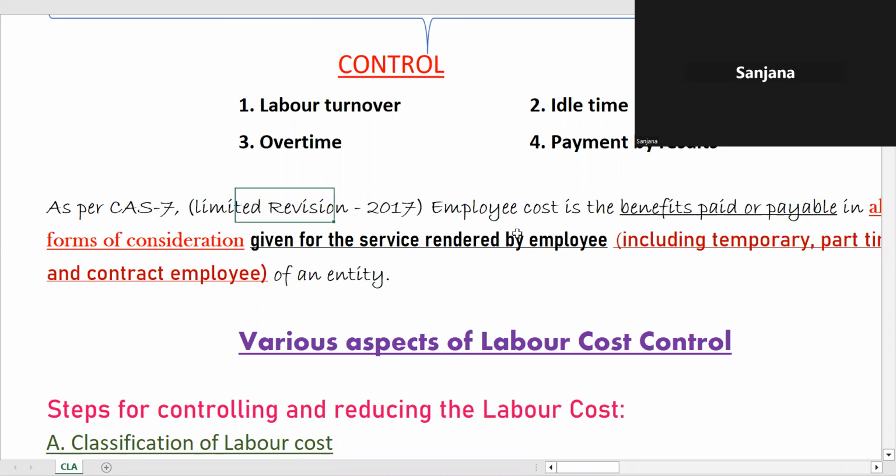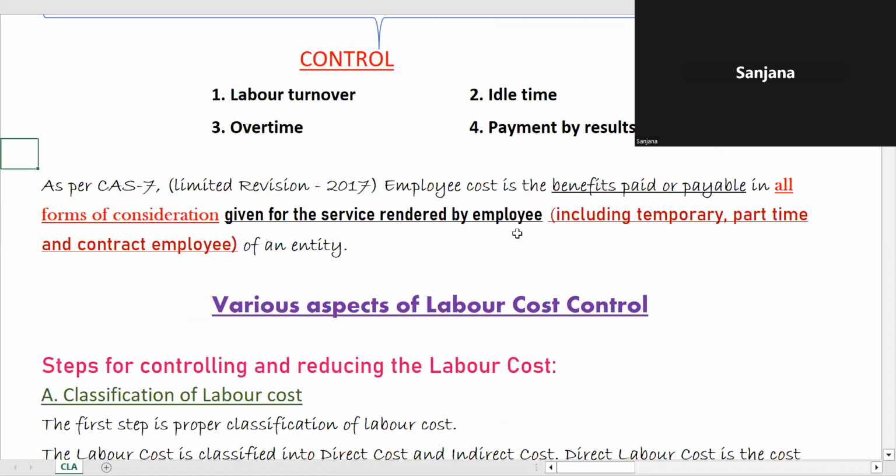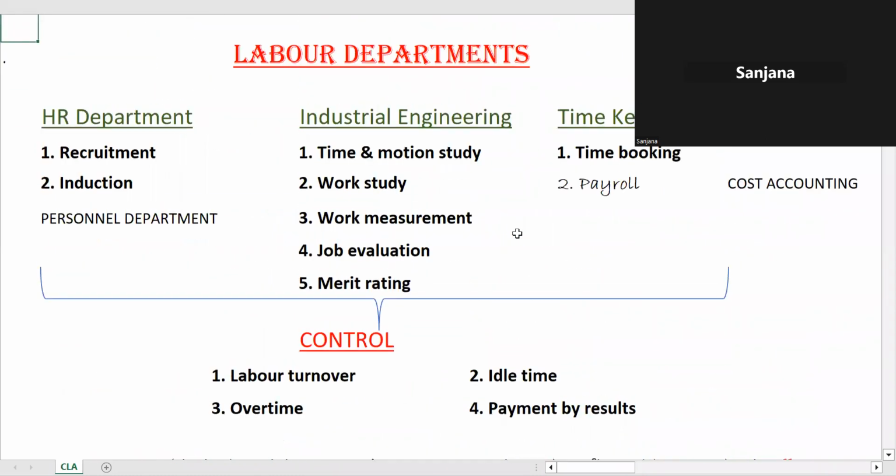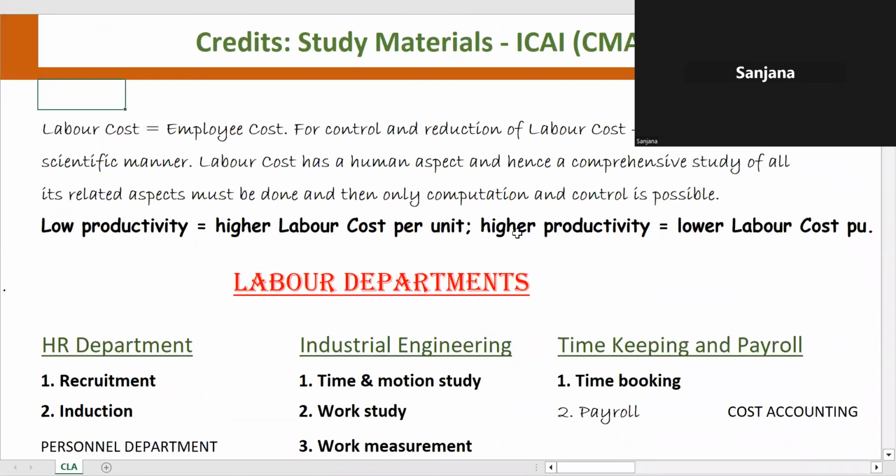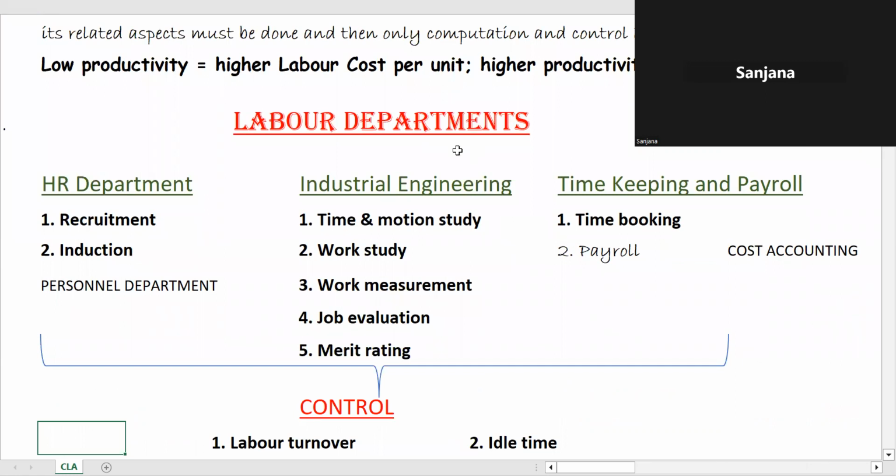Before I go into what employee cost is, I'll quickly give an overview of what we have done so far. The only thing we have done is we've just started the chapter on labor, ahead of material. After this, we'll do material. We talked a little bit about labor cost, why it is very important to compute it and record it in a scientific manner. That is because of cost control. Then we saw the main departments in charge of labor cost accounting, basically anything related to labor.